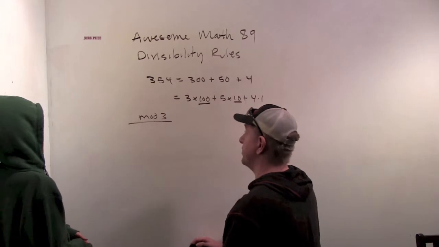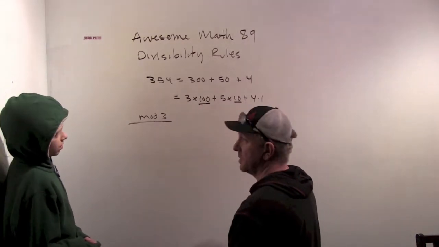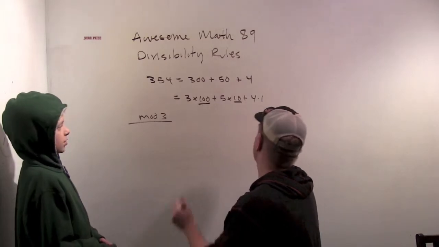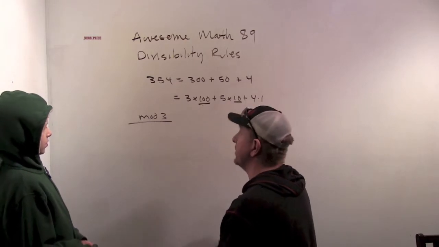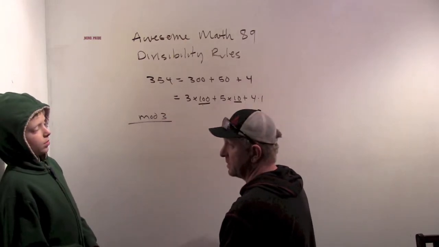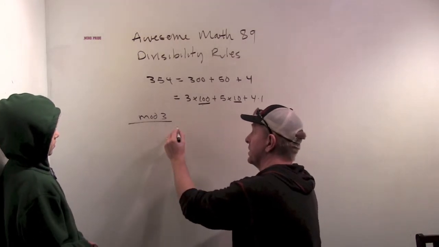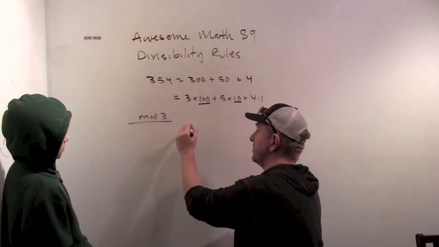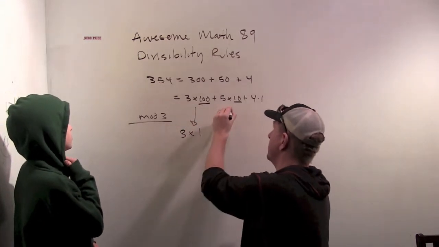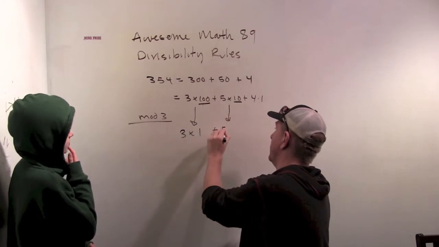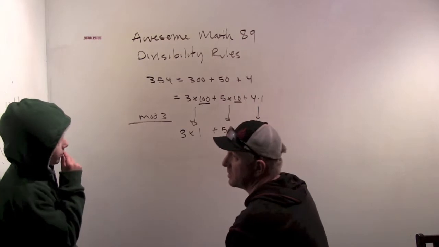What is 100 mod 3? 100 mod 3 is 1. What is 10 mod 3? 10 mod 3 is 1. What is 1 mod 3? 1. And what do we know about a number if it's divisible by 3? What is it mod 3? It's 0. But look what happens. When I look mod 3, this becomes 3 times 1, this becomes 5 times 1, this becomes 4 times 1.